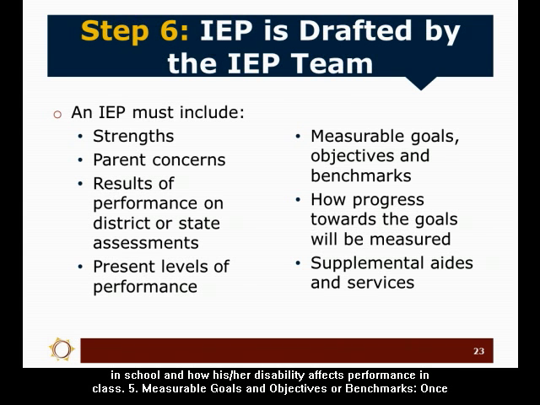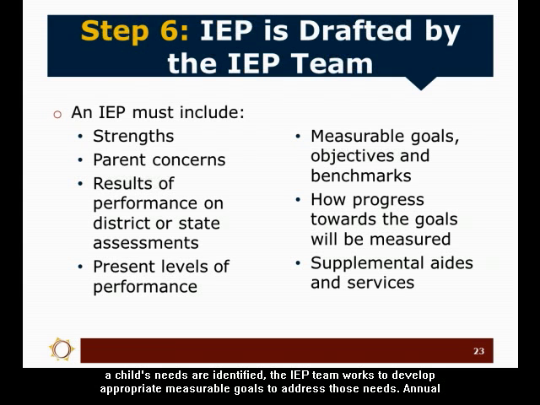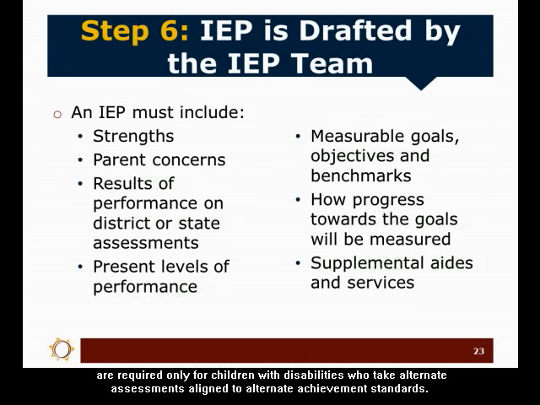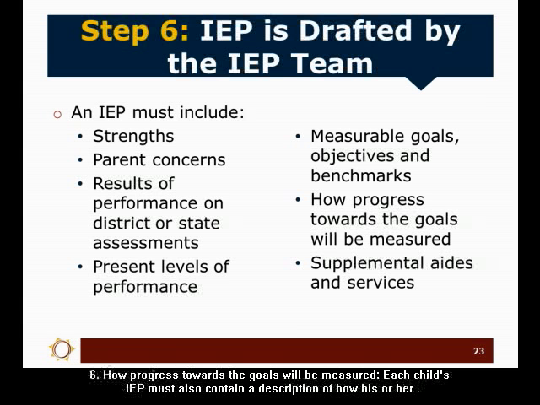5. Measurable goals and objectives or benchmarks. Once a child's needs are identified, the IEP team works to develop appropriate measurable goals to address those needs. Annual goals describe what the child is expected to do or learn within a 12-month period. Benchmarks, or short-term objectives, are required only for children with disabilities who take alternate assessments aligned to alternate achievement standards.